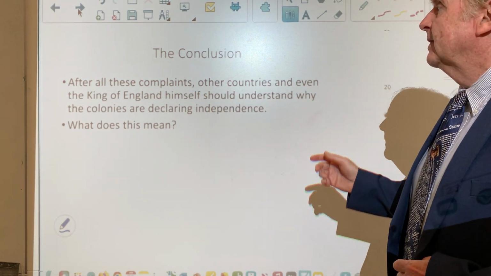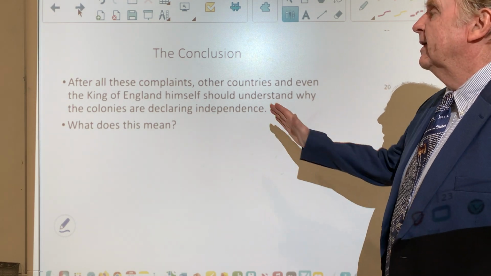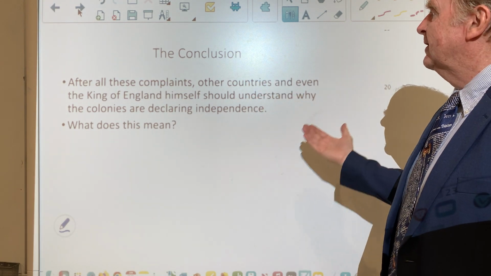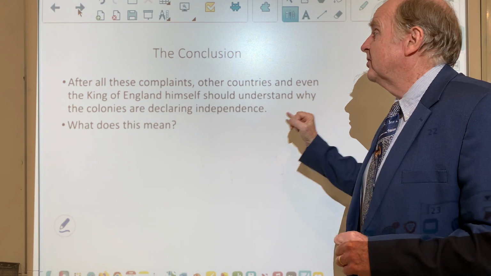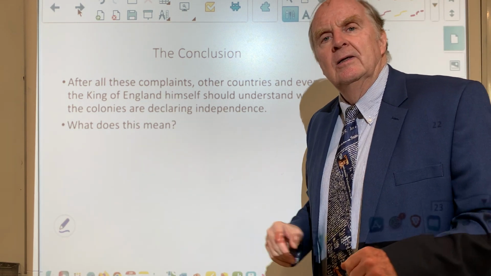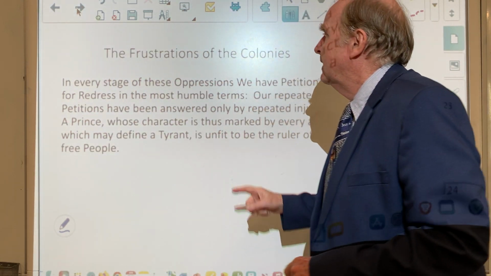And then there is the conclusion. After these 24 or so specific complaints, other countries, and even the King of England himself, should understand why the colonies are declaring independence. What does this mean?